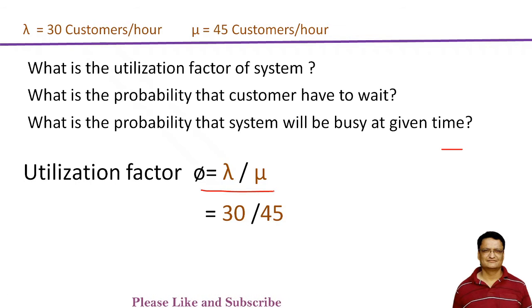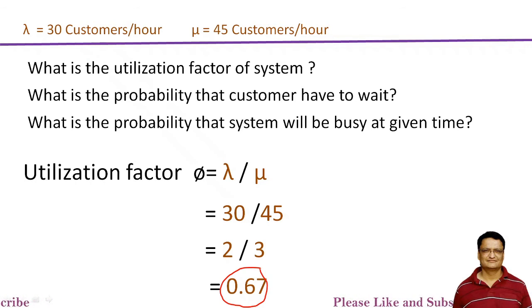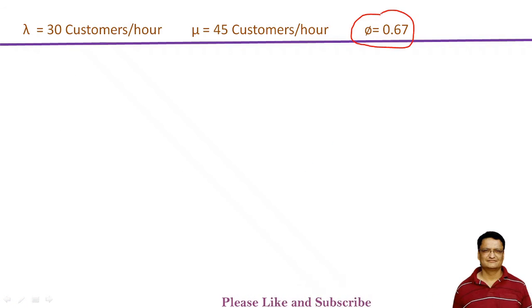Let us put values in this and you will get the utilization factor for this system as 0.67. So 67% of the time the system will be busy. The same thing is that the probability that the system will be busy is 67% of the time. Now we will put this value in our memory to evaluate the further parameters.